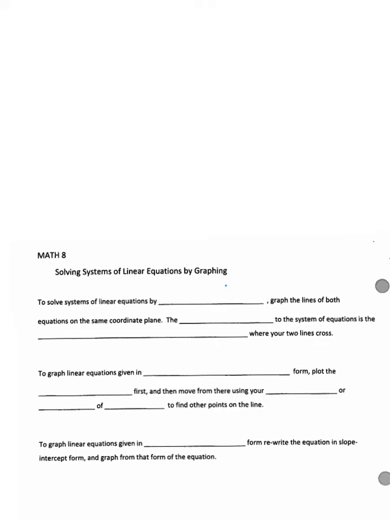So, to solve a system of linear equations by graphing, we're going to graph the lines of both equations on the same coordinate plane. The solution to the system of equations is the point where your two lines meet. So for instance, when we did the problem with the peaches and the apples, when we graphed them, the two lines intersected at 12, 8, which told us that we needed 12 pounds of peaches and 8 pounds of apples to fulfill both of our requirements of 20 pounds of fruit and to spend a total of $28.